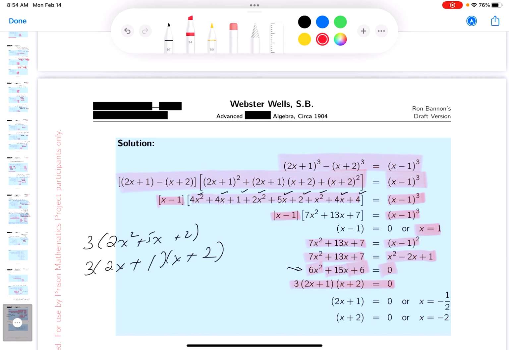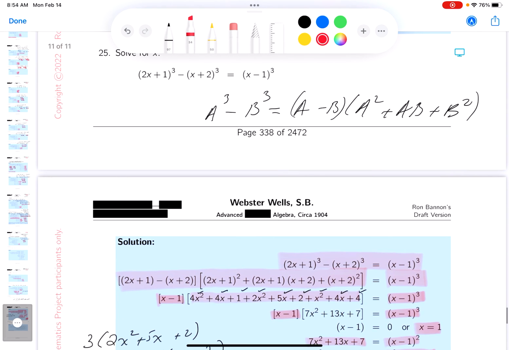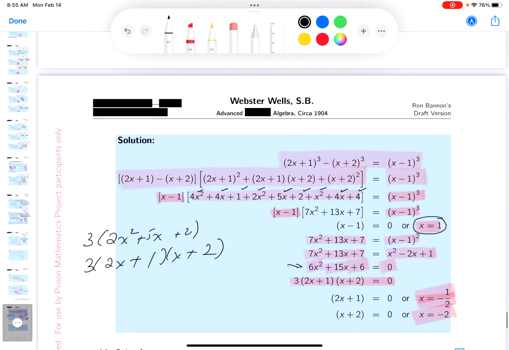All right? So what do I get? 3, 2x plus 1, x plus 2. And relatively speaking, it's pretty simple to do that. What I mean by that is 2x plus 1 becomes 0 when x equals minus 1/2, and x plus 2 becomes 0 when x equals minus 2. Let's go back to the original problem, and it's a cubic problem. I'm expecting to get 3 roots. Did I find the 3 roots? I did. This is one of them, this is one, and this is one. So the 3 roots are 1, minus 1/2, and minus 2. I found the 3 roots.